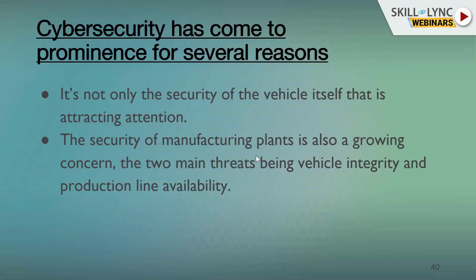The security of the manufacturing plant is also a growing concern. There are two main threats: vehicle integrity and production line availability. These are the two main threats that OEMs are working to secure against in their manufacturing. So it is also a part of the automotive cyber industry. But manufacturing is a completely different study topic in terms of cybersecurity. Different methods need to be followed for securing a manufacturing plant. Because of all these reasons, cybersecurity is becoming a prominent topic. Fine.